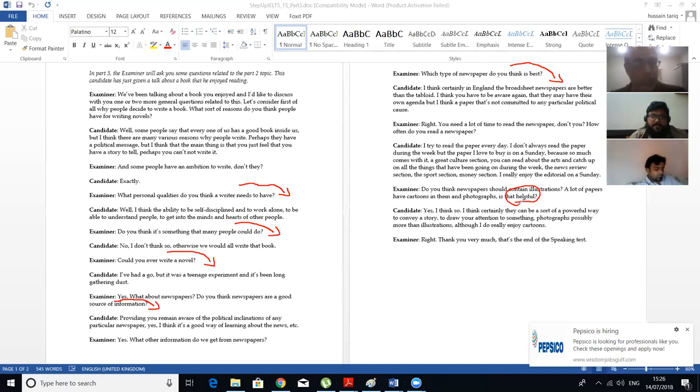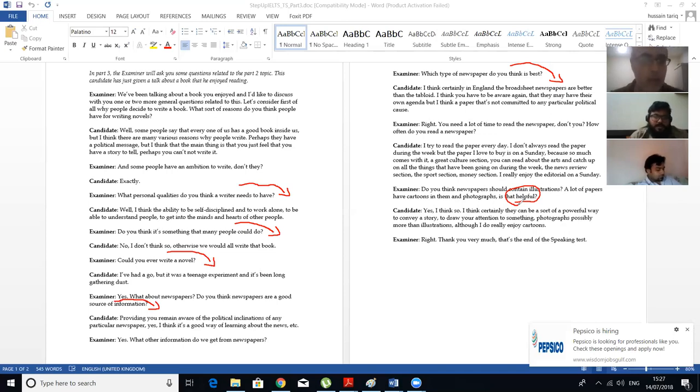Can you read the next question, please? Do you think it's something that many people could do? When it says "could do", it's going up and it has to fall. Okay, let me come again. Do you think it's something that many people could do? Absolutely, that's fine. What about the next question?